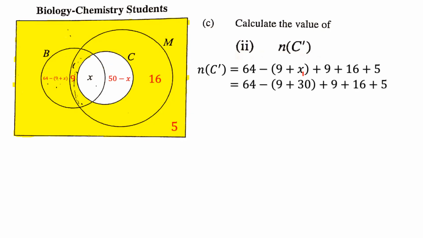We know that x is 30. Plug that in. So it's going to be 64 minus 39, we're going to take away 39 from 64. We're going to add 9 again, add 16 and add 5. And so the answer here is 55. So the number of elements in C complement is going to be 55.